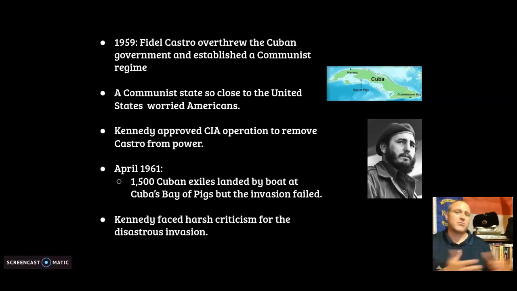He faces harsh criticism until the day he dies about this failure. How could you do that? This secretive operation, going in there to try to remove them.